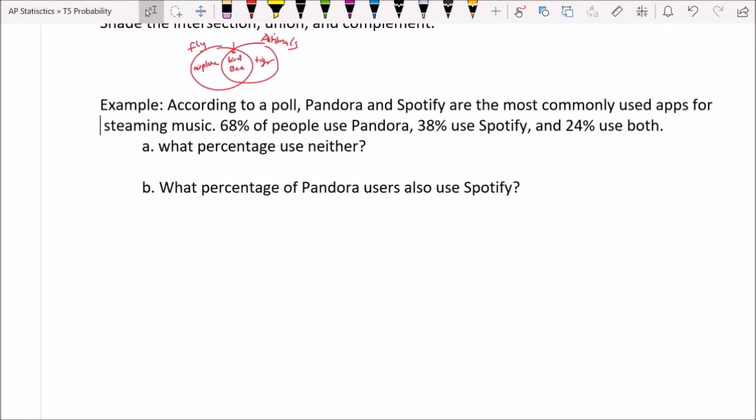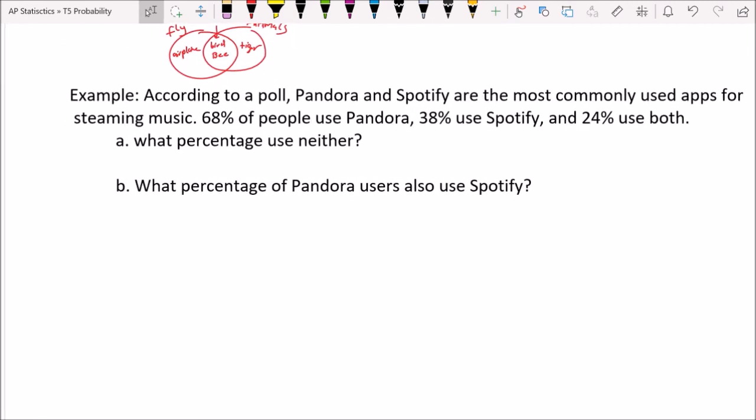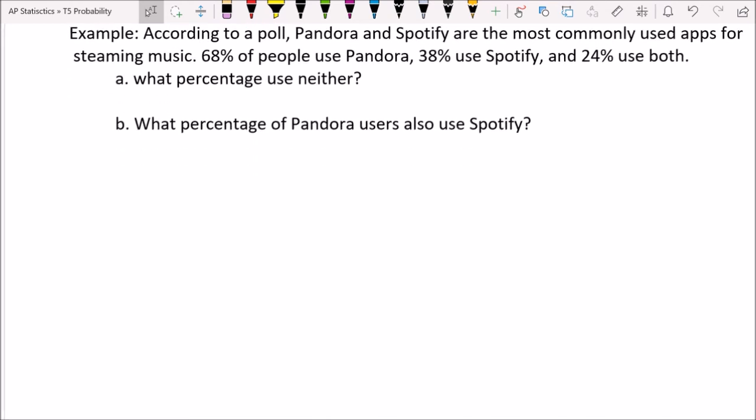According to a poll, Pandora and Spotify are the most commonly used apps for streaming music. 68% of people use Pandora, 38% of people use Spotify, and 24% of people use both. What percentage use neither? And what percentage of Pandora users also use Spotify? All right, let's make the Venn diagram.